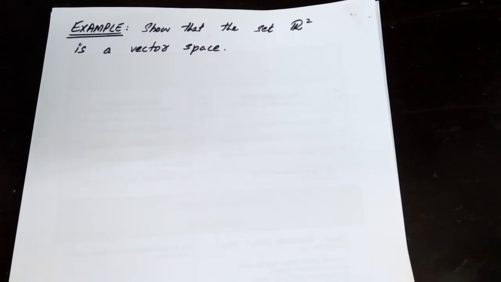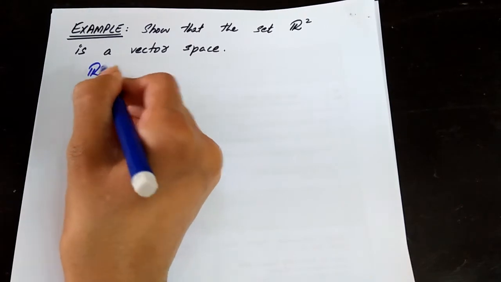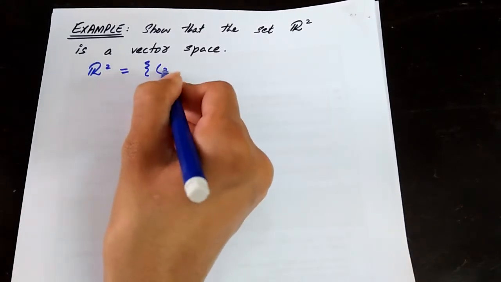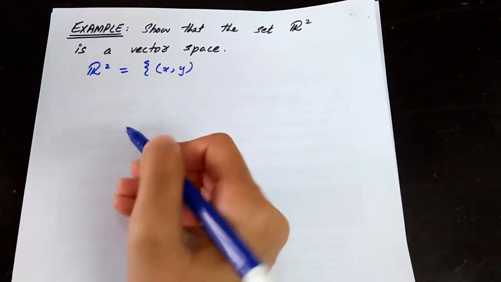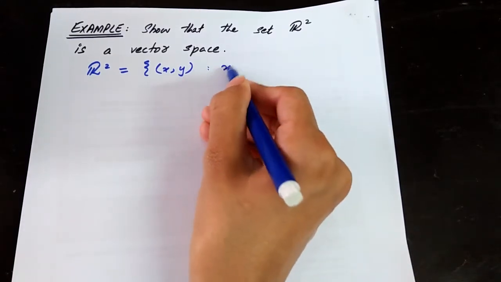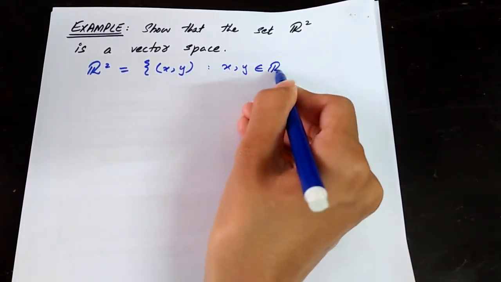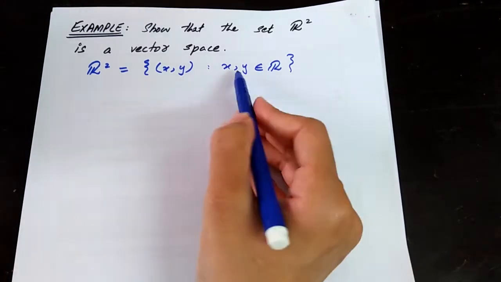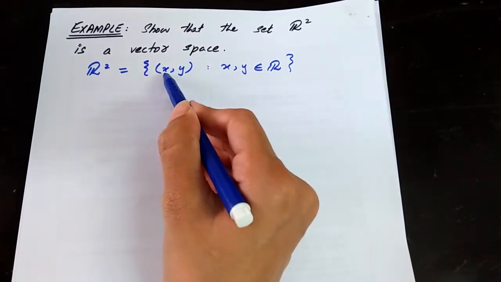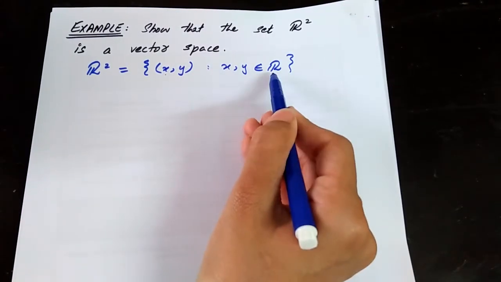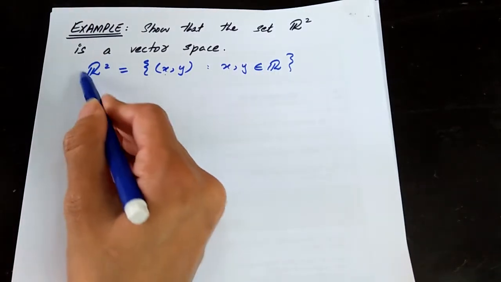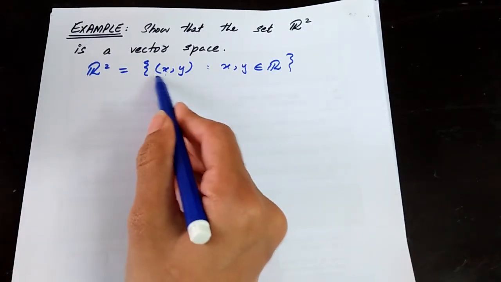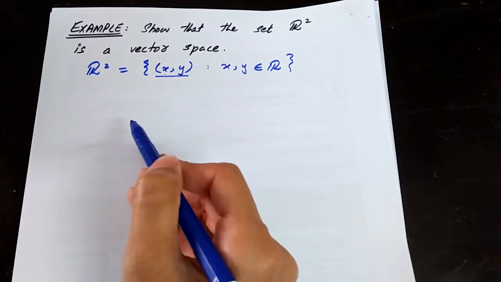Now, for R2, you must know what R2 is. R2 is a set that consists of the ordered pairs of this form (x, y), where x and y belong to the set of real numbers. R2 is a set that consists of all the ordered pairs of this form.